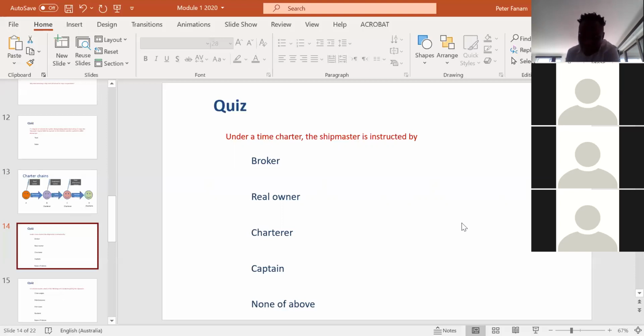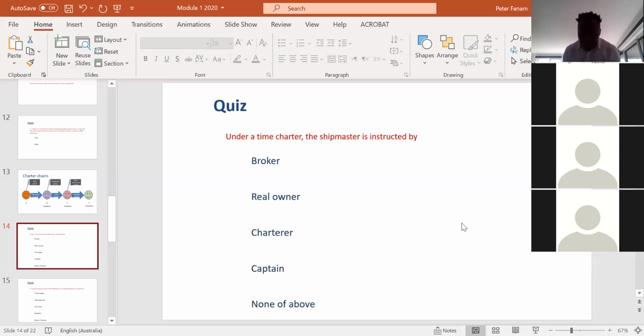Even though the shipmaster is responsible to the real owner, the shipmaster belongs to the real owner. It is the real owner that employs the shipmaster, and he is paying him salary. But under time charter, the shipmaster is taking instruction from the charterer. It is the charterer who is now taking commercial responsibility, directing that the vessel should go to maybe Brisbane Port. From Brisbane Port, she should go to Townsville. From Townsville, it should head to Fremantle Port.